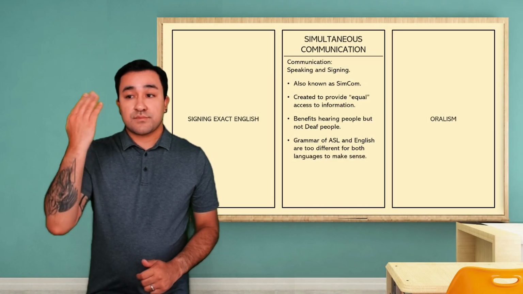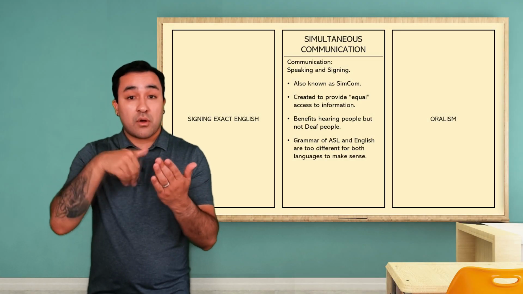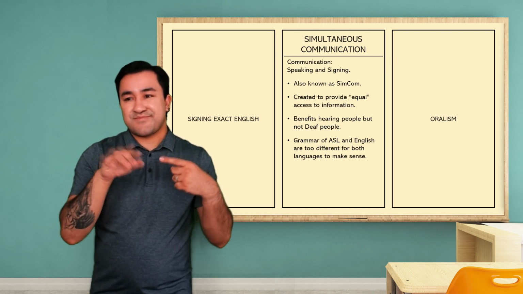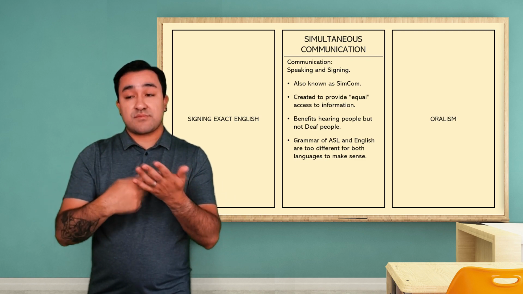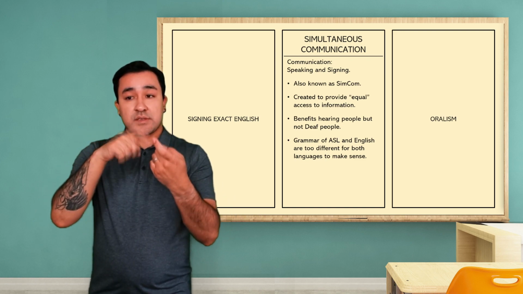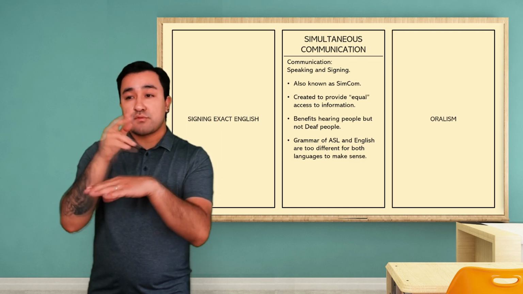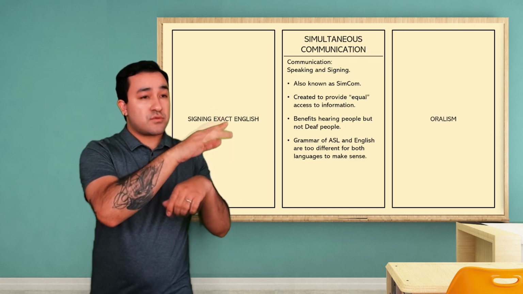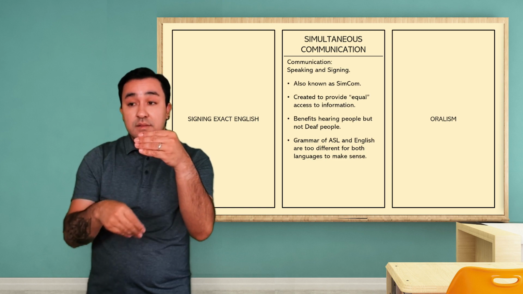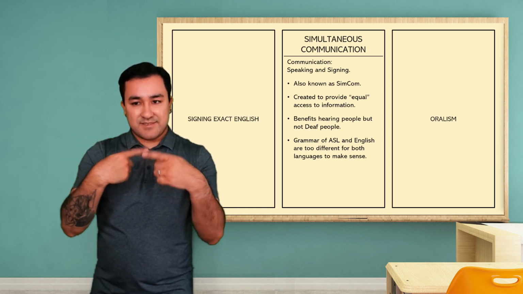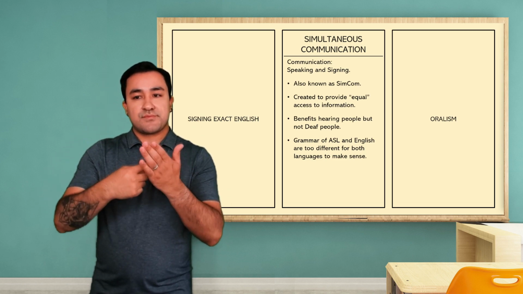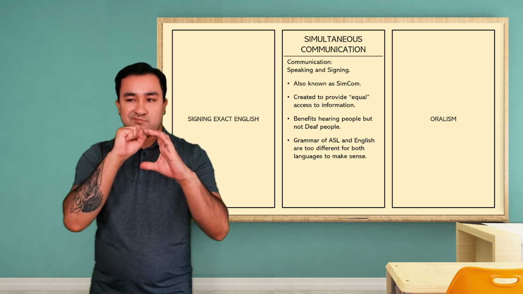In the last video, we discussed how not all deaf people use American Sign Language and then talked about SEE, or Signing Exact English, a sign system that combines ASL signs and English grammar, while also sprinkling in English concepts that do not exist in ASL. This video will discuss simultaneous communication, or SIMCOM for short.